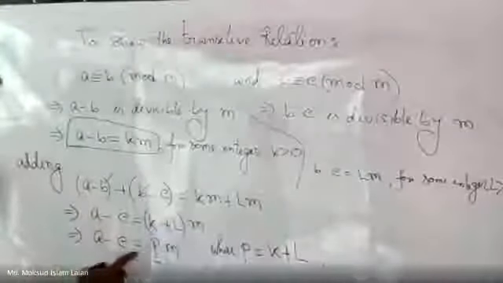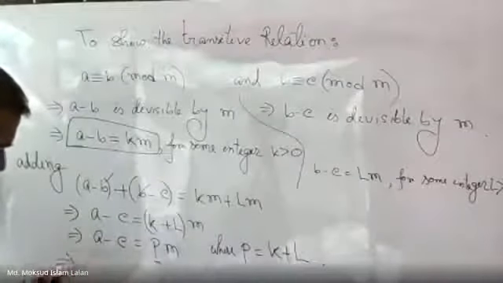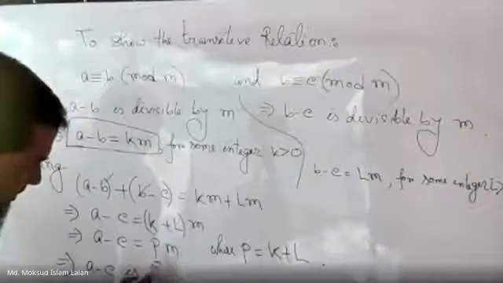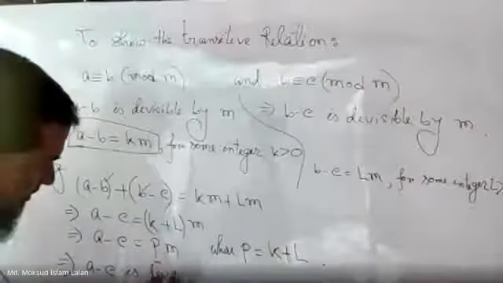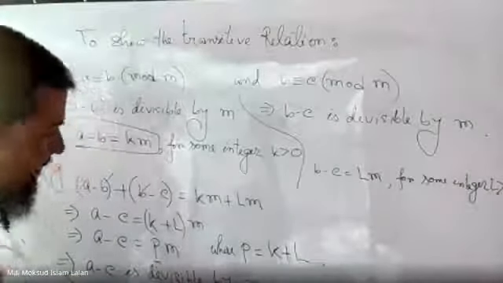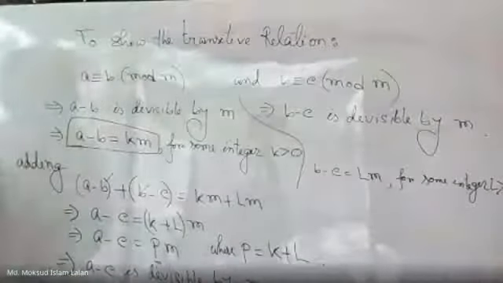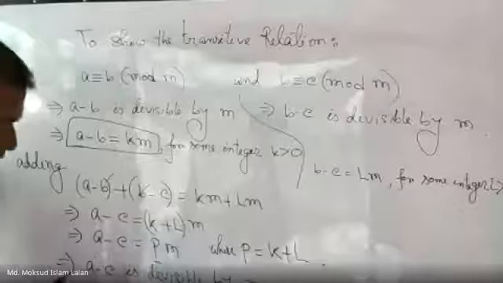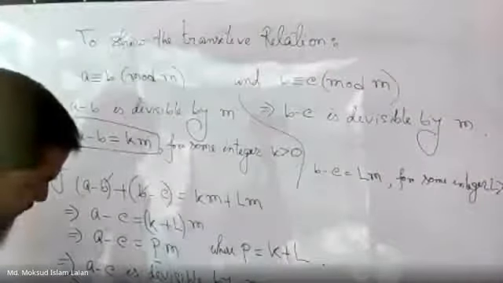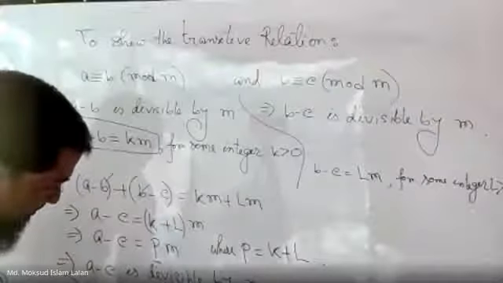So that means this indicates that A minus C is divisible by M. Are you agree with me? Yes, sir. So since A minus C is divisible by M, what is this? It means A is congruent to C modulo M, right?